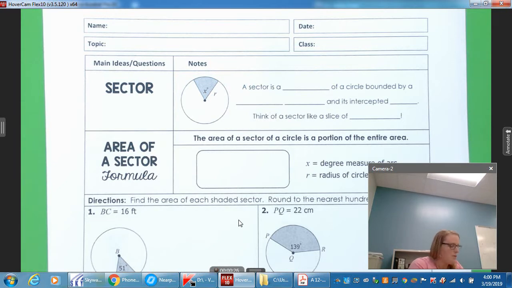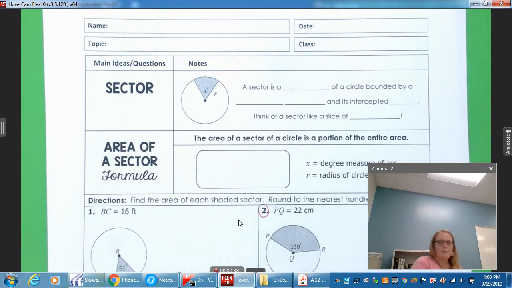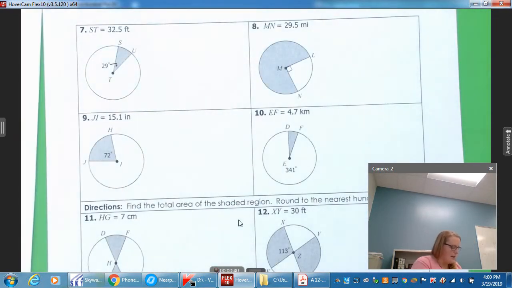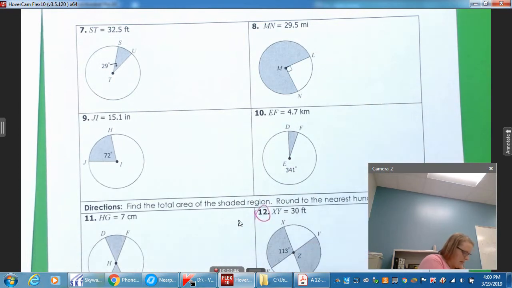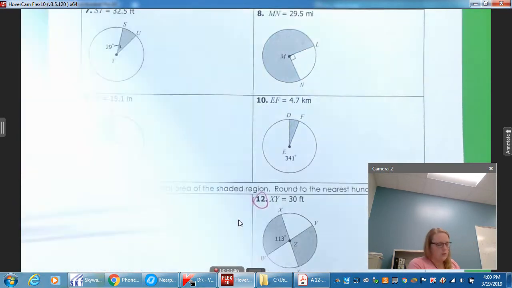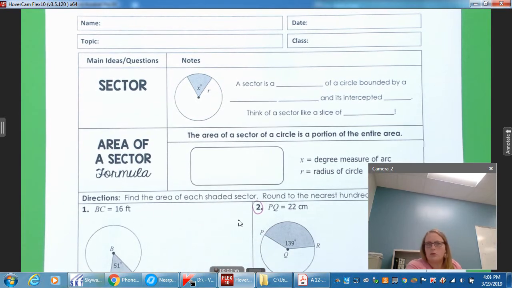Okay, so today what we're doing is sector area. And after I go over a couple, you'll have some questions on the Nearpod. Specifically, you're going to do questions 2, 4, 6, and then 12, 14, and 16. Okay, so those are the 6 questions that you're going to be expected to master on the Nearpod. So let's go ahead and get started. Remember to take really good notes because you can use these notes on your quiz next week. You'll have a quiz on Tuesday.